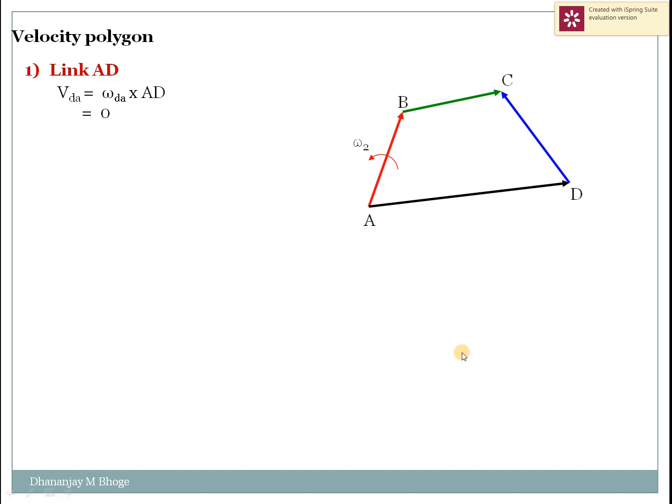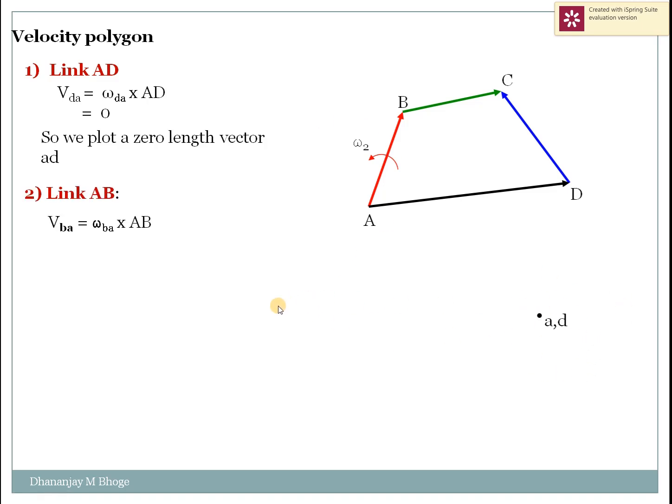Now in vector polygon, we have to plot this vector representing VDA, whose magnitude is 0. Magnitude of VDA is 0 means the length of vector is 0. So it becomes a point. So we'll plot the first vector, which is having 0 length, which represents the velocity of D relative to A in velocity polygon in the form of a point.